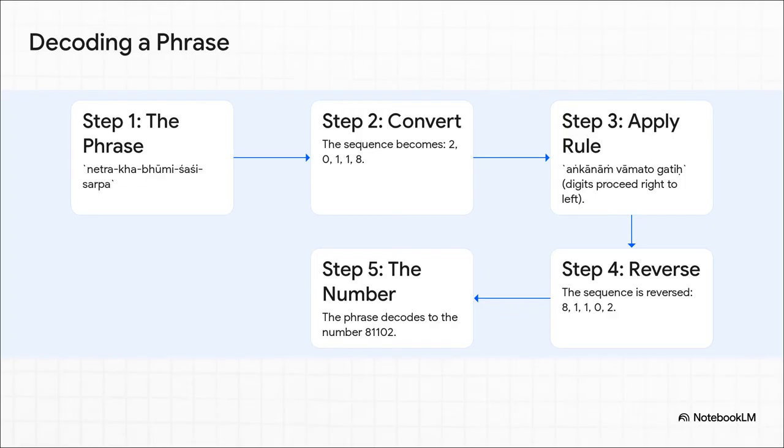But here's the clever twist. There's a rule. The digits proceed from the right to the left, so you have to reverse the whole thing. And boom, that poetic line unlocks the number 81,102. It's just this beautiful marriage of poetry and math.